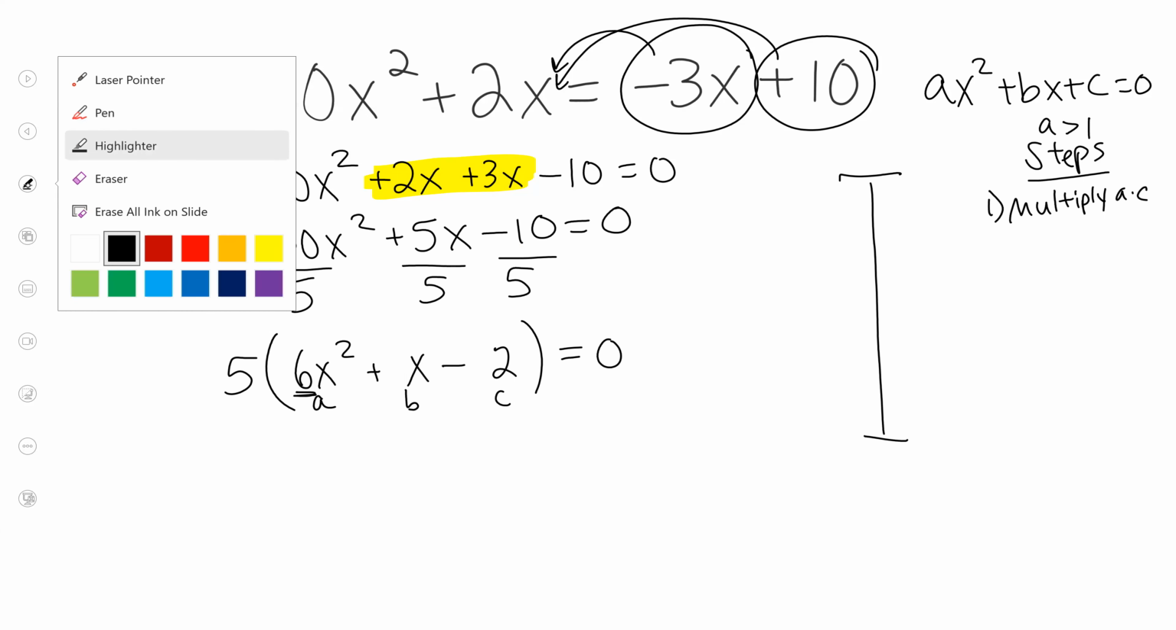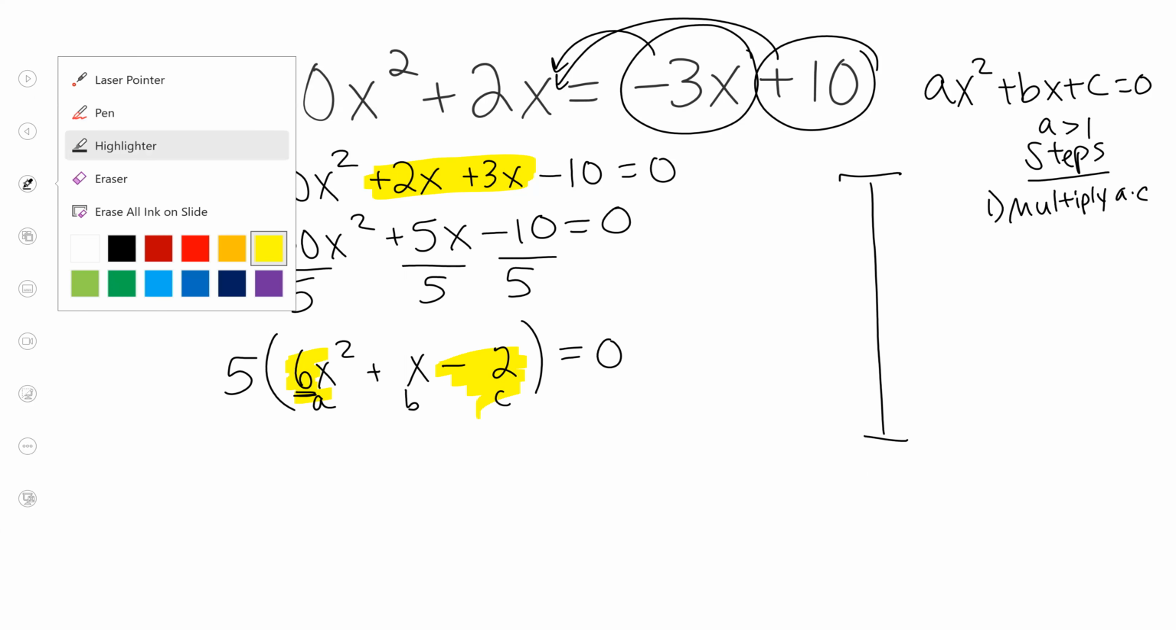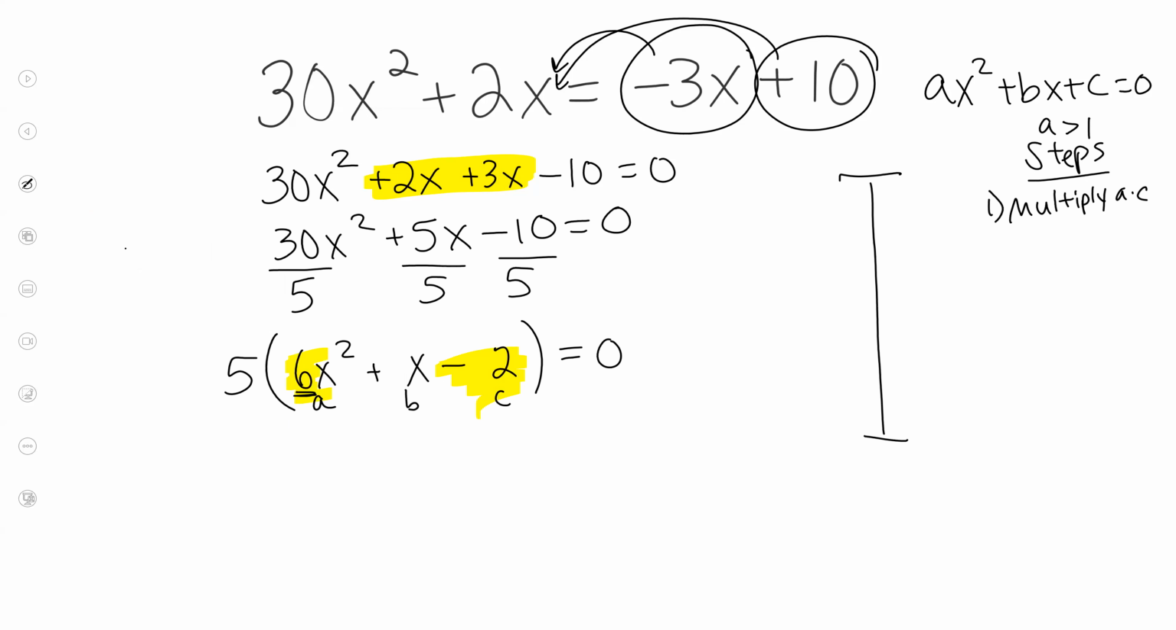My A value is 6, and my C value is negative 2. So we're going to multiply A and C. 6 times negative 2 is negative 12. My B value is just 1. Just imagine a 1 there. So two numbers that multiply to negative 12. I'm just going to list them.